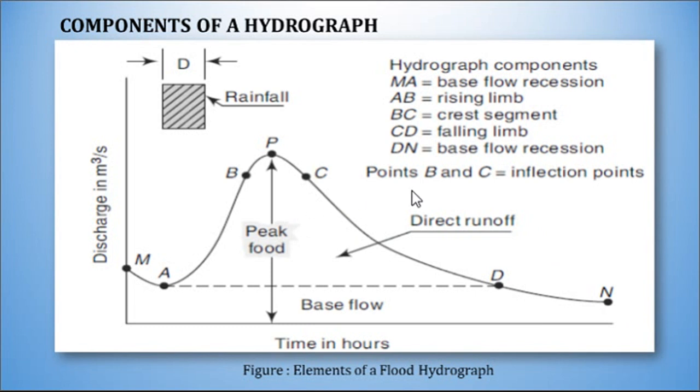Here points B and C are called inflection points, and this particular D is the duration of this rainfall. This particular dotted line separates the hydrograph in two regions. The lower one is called base flow, and the upper portion is called direct flow. For calculation purposes, sometimes we have to separate the component of base flow and we have to find out the direct flow accordingly.